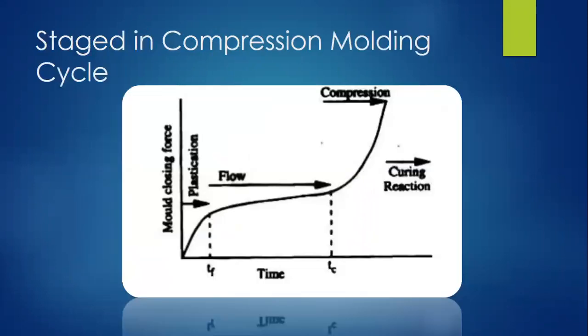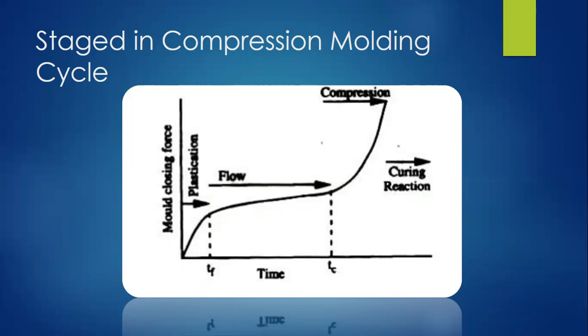The stages of the compression molding cycle. This is the graph. The various stages of the compression molding cycle time can be represented as a function of the force required to close the mold at a constant rate.